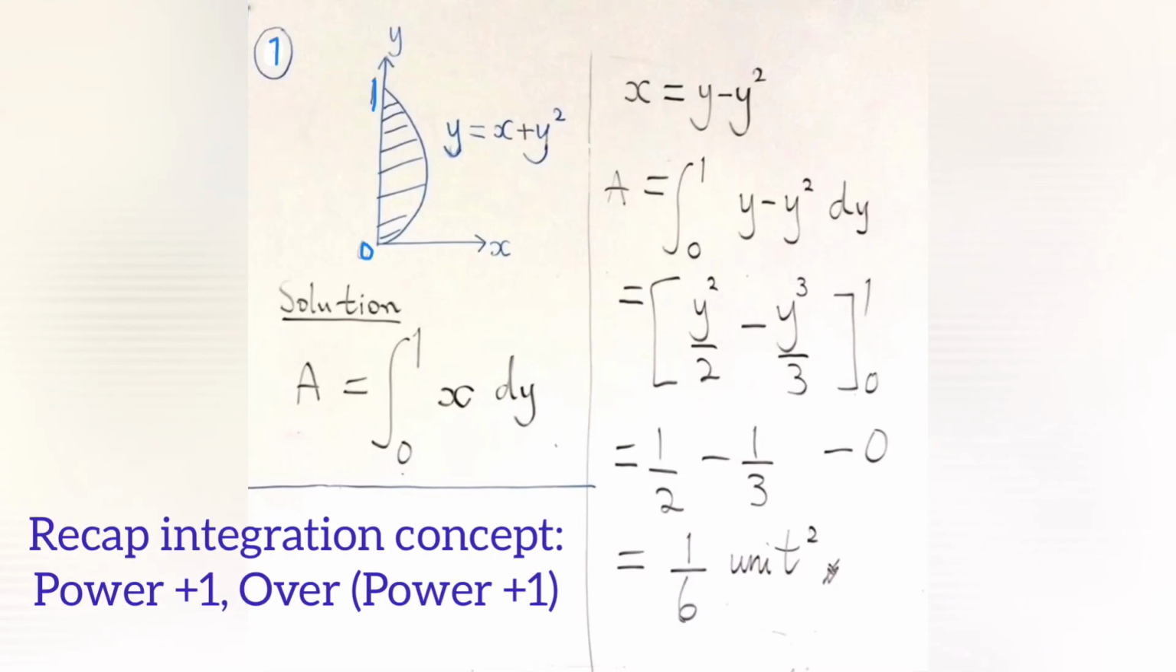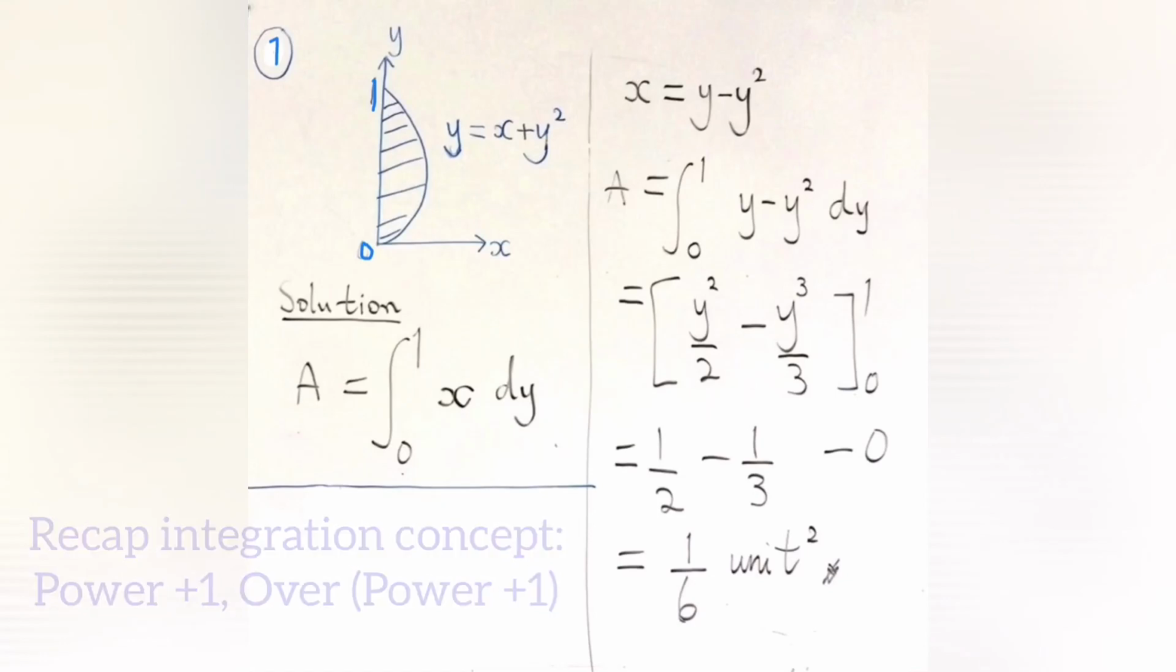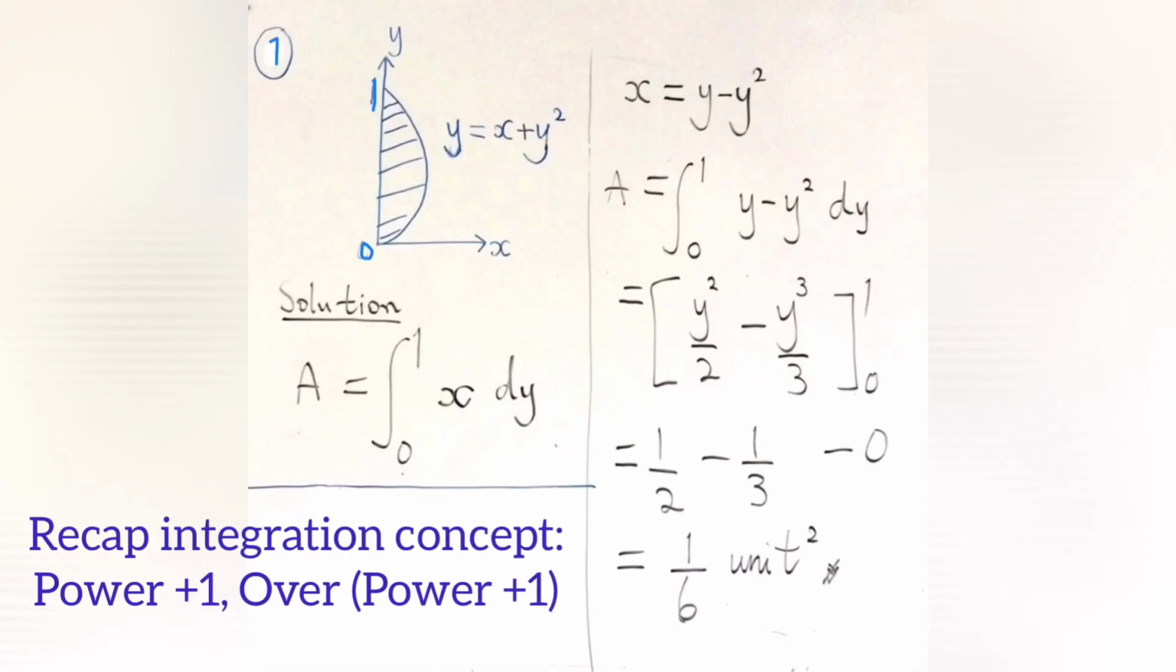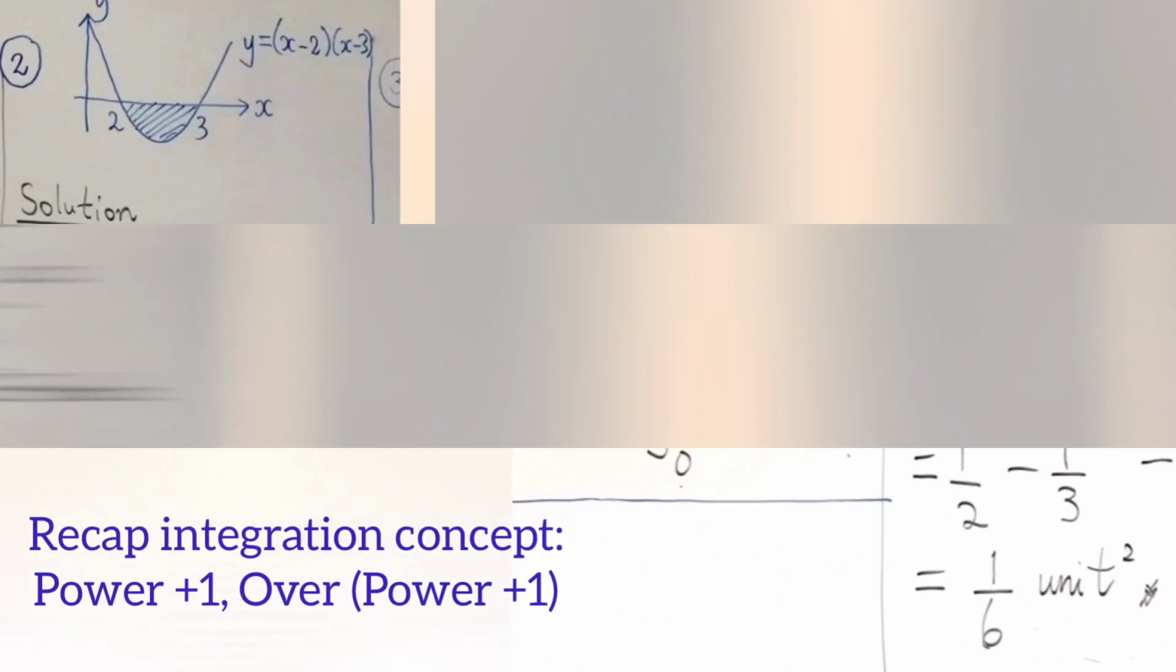square. So by recapping the integration concept, you're going to plus 1 to the power and divide by the power plus 1, just now. So we integrate and you subtract and you will get the final answer, which is 1 over 6. So this is how we find the area.